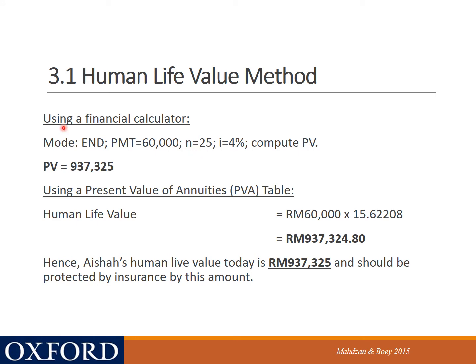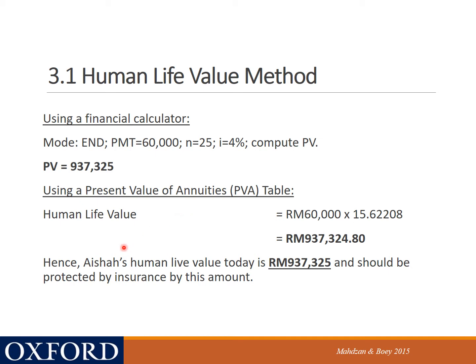So what we do is we can use a financial calculator, and the mode is N mode. PMT, or the annuity, is 60,000, N is 25, I is 4%. So we compute the present value. If we use the financial calculator, we would get PV equals 937,325. We can also use a present value of annuities table, use the factor given in the table, and you would get the same value.